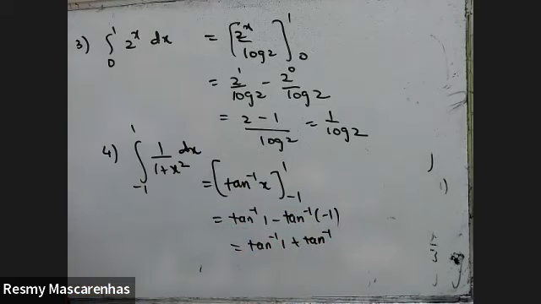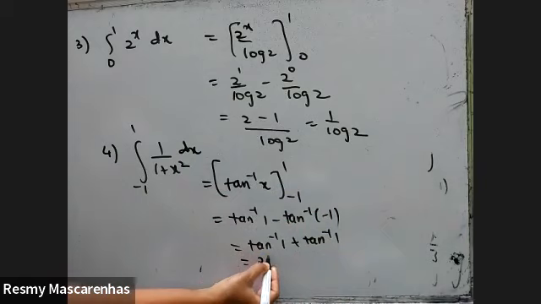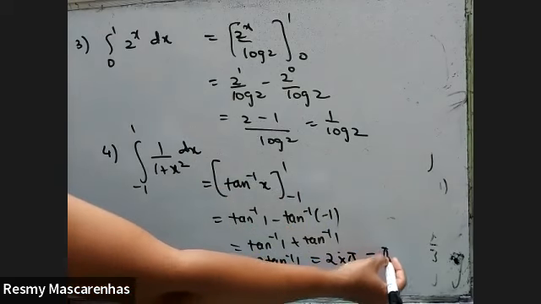So tan inverse of minus 1, the minus will come out, it will become 1 only. Tan inverse of 1 is 45 degrees, so that is pi by 4, and the answer will be pi by 2.